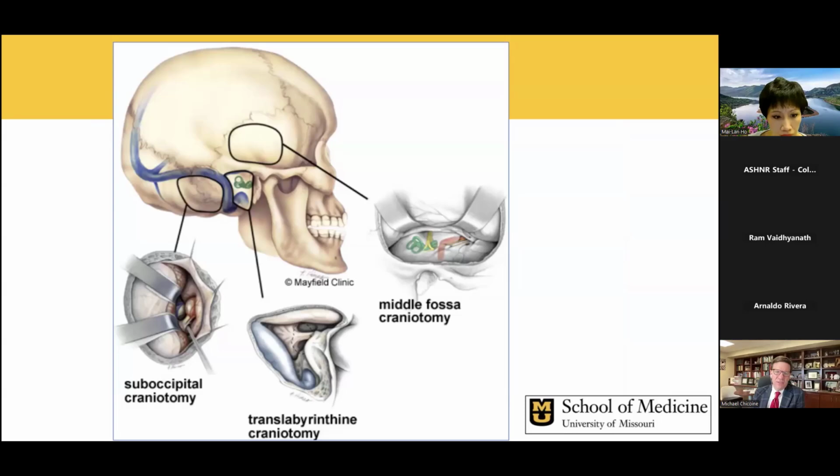And these are some of the most typical approaches that we use for lateral skull base: middle fossa, retrosigmoid or suboccipital, or translab, and then some variations or combinations of these things. Arnie, do you have any comments about these general approaches to the skull base?